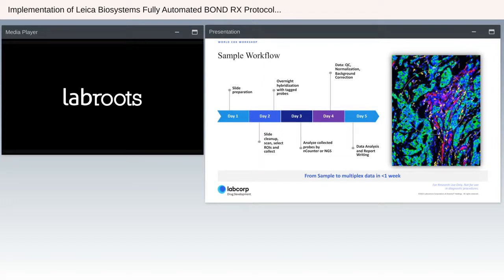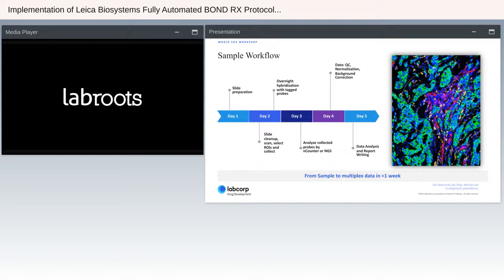We scan it, select ROIs, and then collect on the DSP. Those probes that come off in that 96-well plate are then hybridized with the nCounter or NGS tags, and they're hybridized overnight. So minimal hands-on time there. Day three, those analytes are collected by the probes, either, as I mentioned, by nCounter or NGS, and put back onto the DSP. So we finally have that spatially resolved analyte abundance.